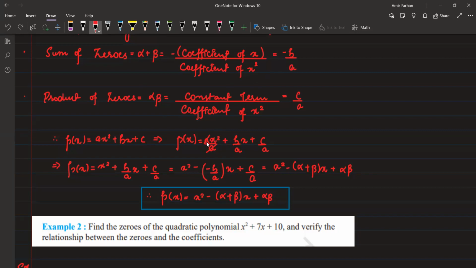After dividing, the expression will look like this: x square plus b by a into x plus c by a. Clear? But what I need is negative of b by a. So can I write positive of b by a as negative of negative b by a, because the negative sign will complement this negative sign to make it positive? Yes or no? Clear?